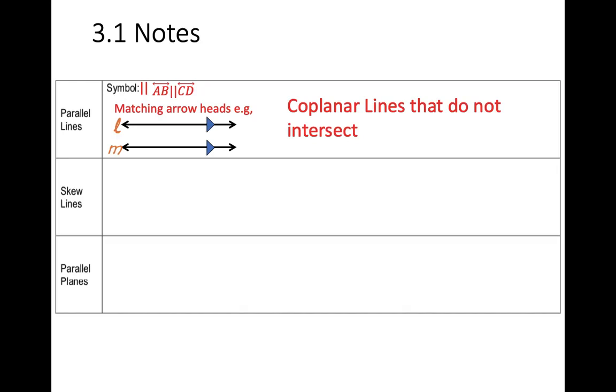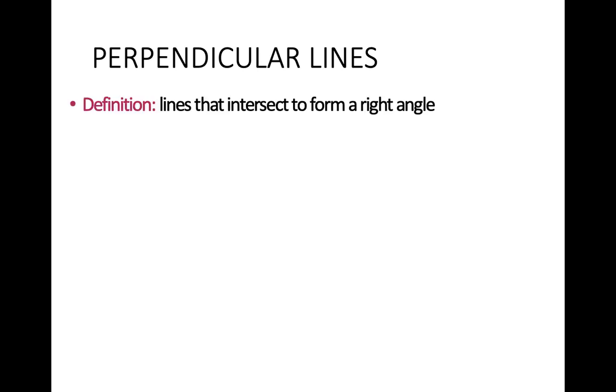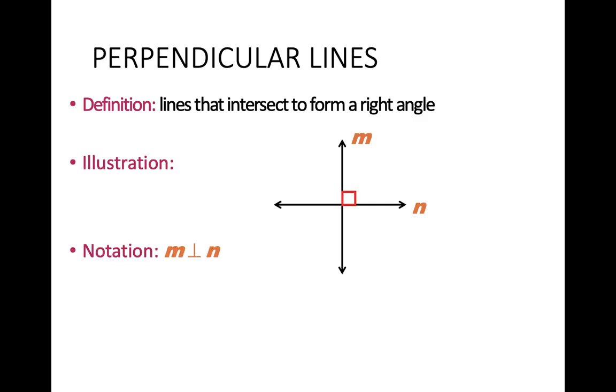All right, so again, as a review, this isn't even in your notes. I just want to talk about it very quickly. Perpendicular lines, those are lines that intersect to form a right angle, so they look like that. The notation is you read this as M is perpendicular to N, and four right angles are formed.